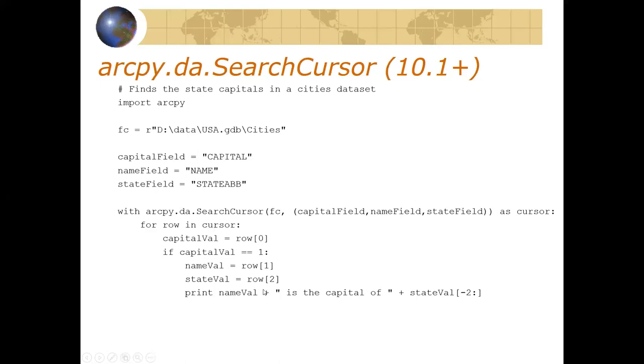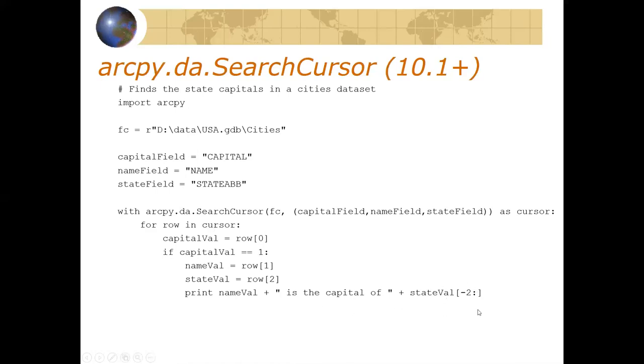Okay, so what this code here does is it gets the value held in the capital field, that YN field. And actually, I think I said it holds a Y or an N. It looks like it holds a 1 or a 0. So I'm sorry about that. So what it does is it checks to see, is that value a 1? If so, then we're dealing with a state capital. And this script is pretty simple. It just spits out the names of the capital cities as it encounters them. So if it is a capital city, then it says, okay, let's get the name value as well and the state value, and let's print the name and then say "is the capital of."